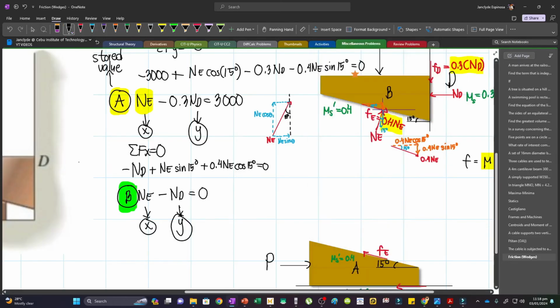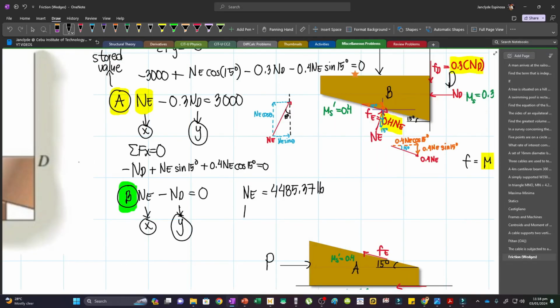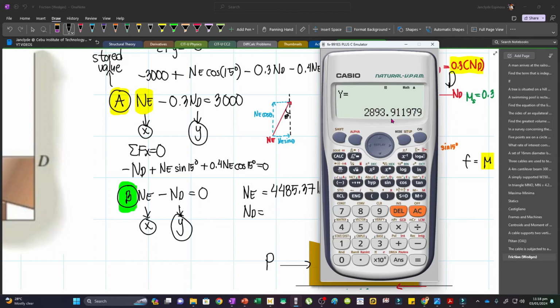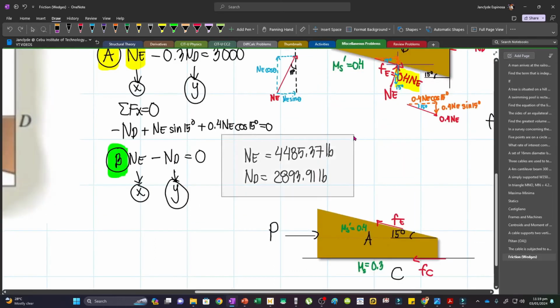So Ne will be 4485.37, and this is in pounds. And then our Nd will be 2893.91. And so we will write that here. And so these are our two values. However, this is not what we are looking for. We are essentially looking for P.